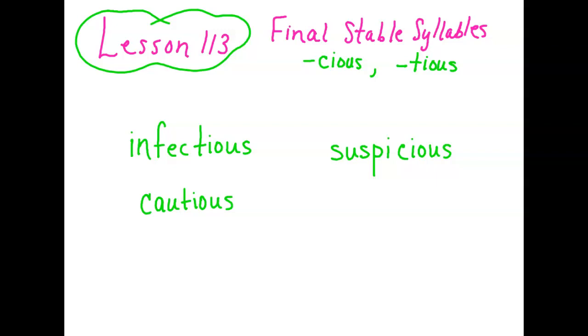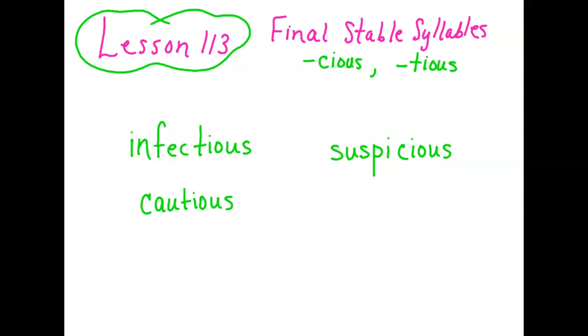We're going to work on lesson 113, final stable syllables, C-I-O-U-S and T-I-O-U-S. So let's go ahead and get started. I want you to listen to the three words on the board and repeat after me. Infectious, cautious, suspicious. What do they all have in common? They all have that sh sound at the end, T-I-O-U-S and C-I-O-U-S.